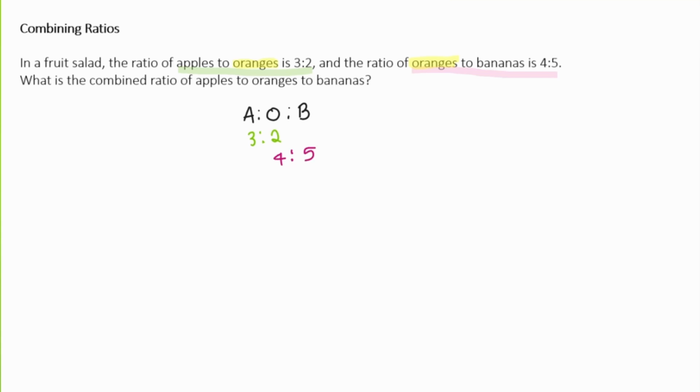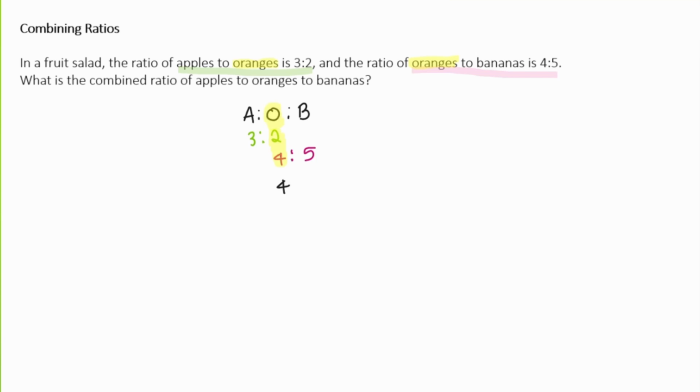Now, as we can see, the common ratio that we have is that of the oranges, which is 2 and 4. Now, 2 and 4 are different numbers. If they were the same number, we could simply combine these ratios as they are and write them down. However, because these numbers are different, we now have to find a common multiple of 2 and 4. I'm going to go with the lowest common multiple, which is 4.